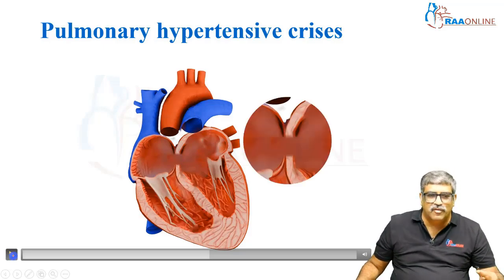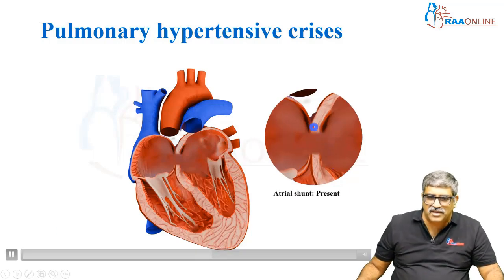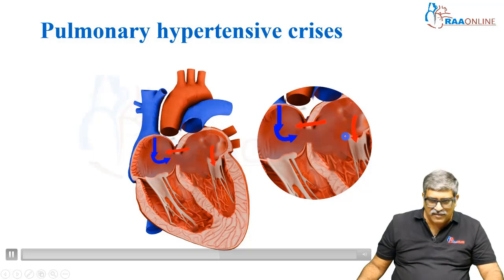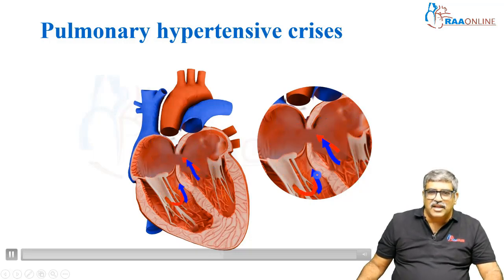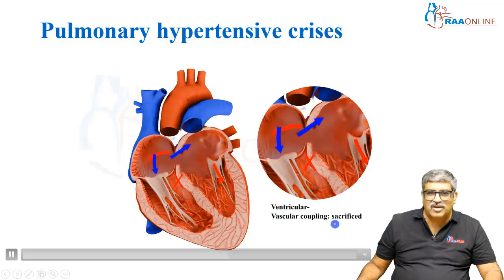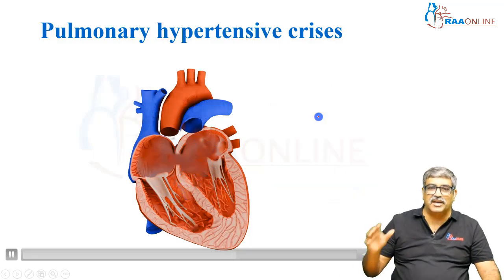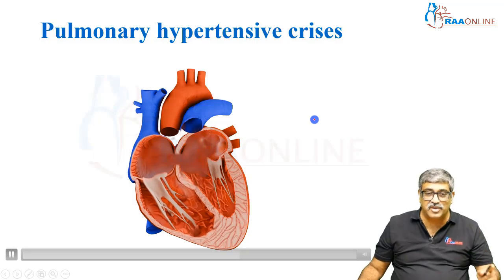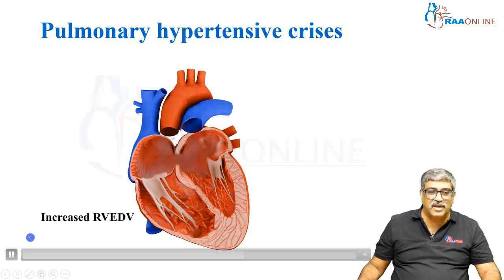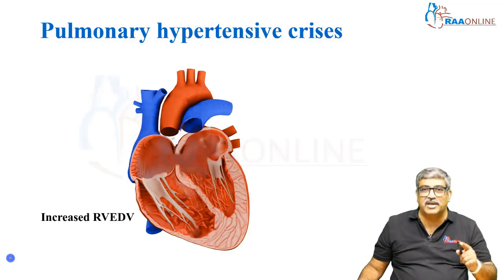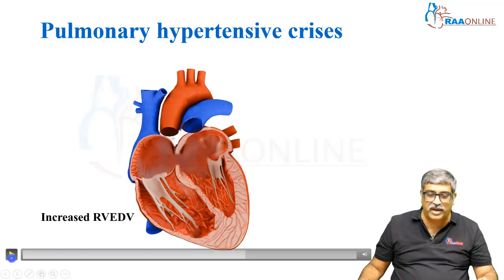Now coming to the fourth possible scenario, where there is an atrial shunt. The blood from the right side goes into the left side, and your ventricular vascular coupling is also not maintained. The blood from the right ventricle cannot go into the PA. Now it is going to be a dangerous situation. There is a septal defect, as well as the coupling between the right ventricle and the pulmonary artery is not maintained.